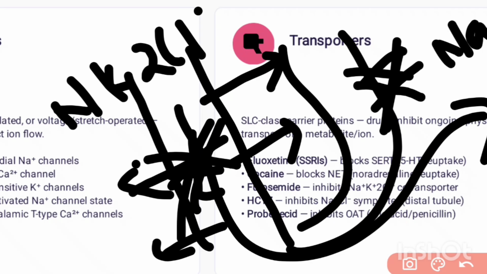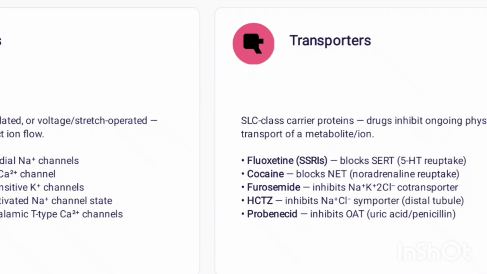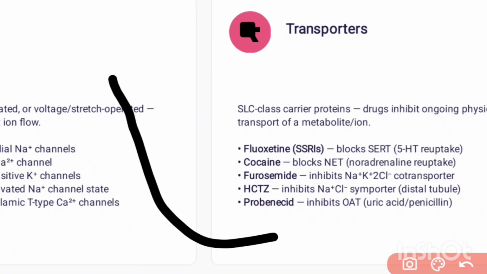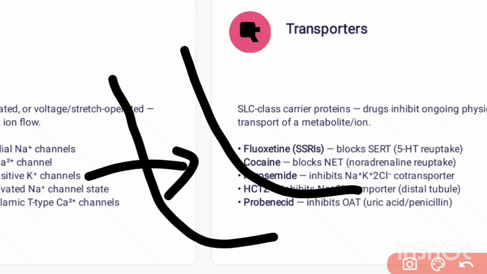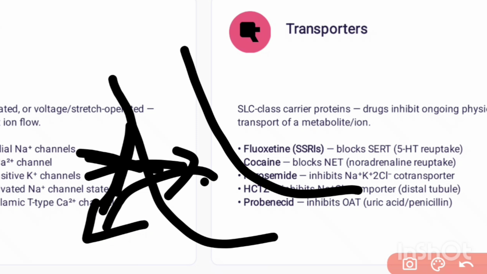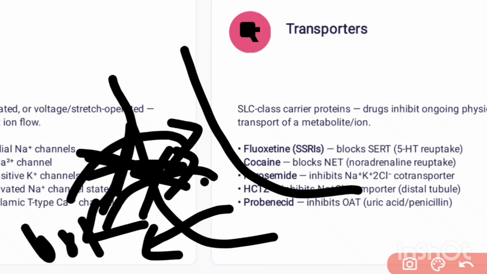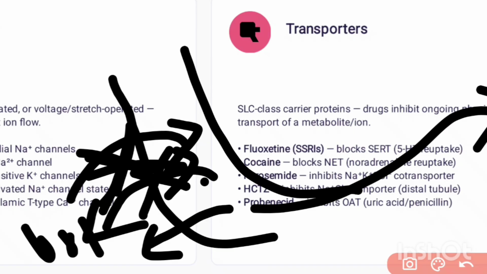Probenecid acts by blocking the organic anionic transporters. These transporters are responsible for the active secretion of various organic acids. By inhibiting this transporter, probenecid promotes uric acid elimination. The transporter is responsible for both reabsorption and secretion, but reabsorption is more prominent, so if we block it, reabsorption of uric acid is blocked and more uric acid will be eliminated.